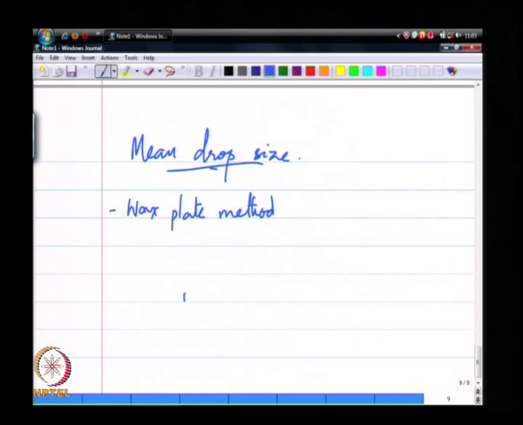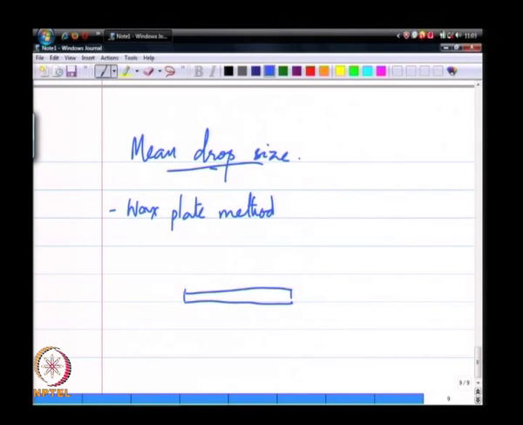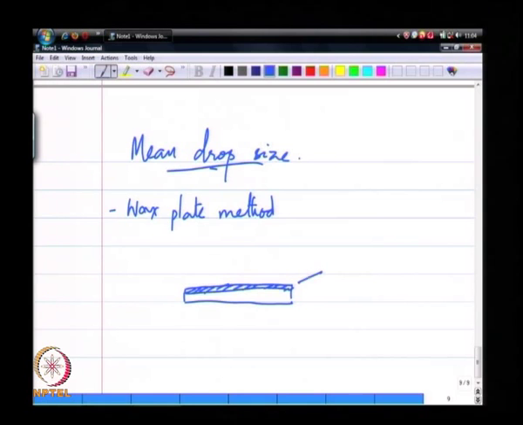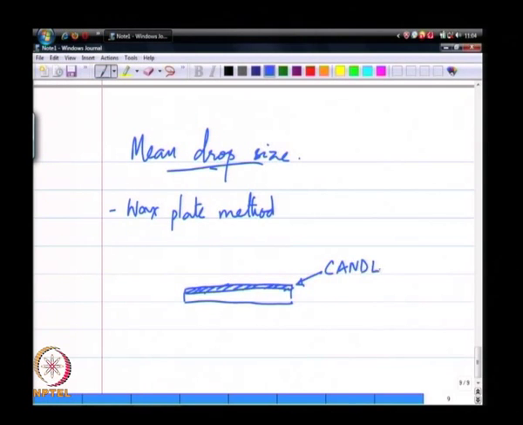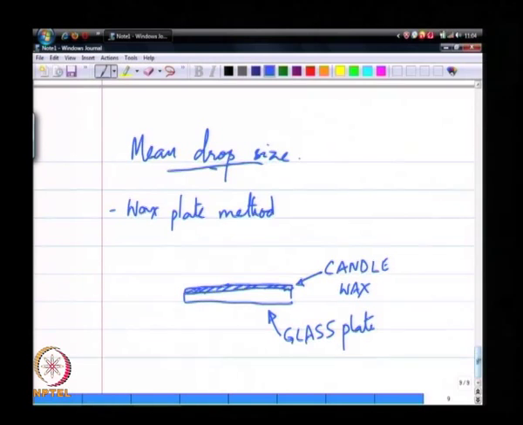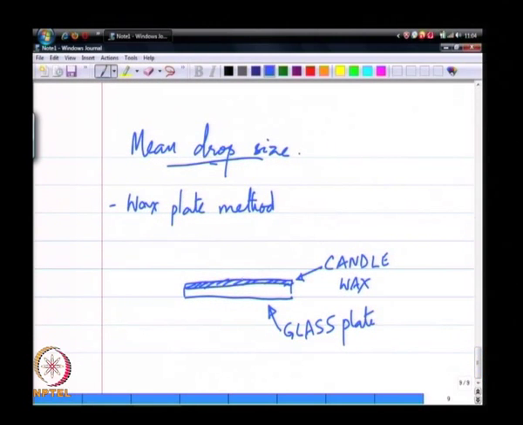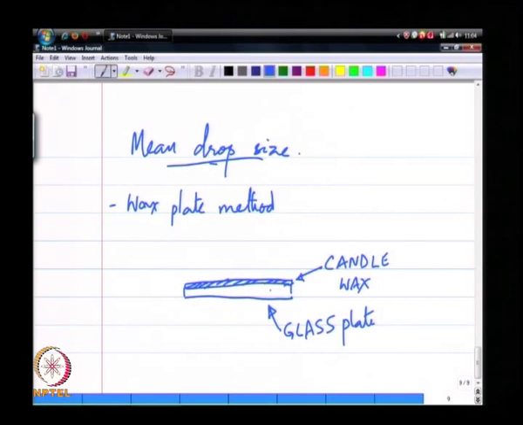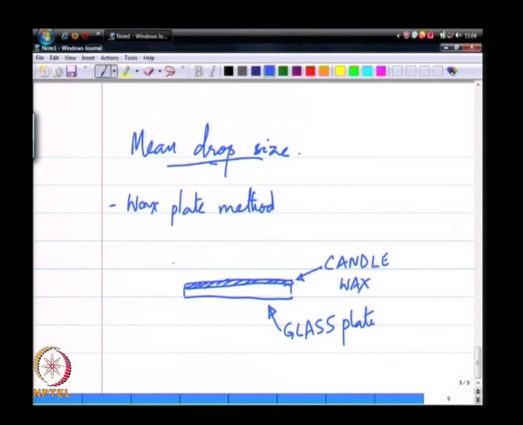You essentially take a plate, let us say a glass plate, and coat it with candle wax. So, it is your simple candle wax. The plate could be glass or some kind of a metal plate or something that you can easily heat, okay. And then you first heat it up slightly until you have the wax in some molten state, and then cover this plate with a piece of plastic and expose it to the spray itself.